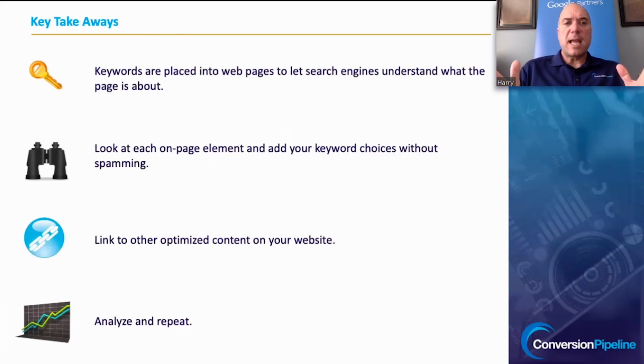The key takeaways from today: get those keywords and make sure you know where to put them. That's page title, page headline, meta description, body copy, alt text, and outbound links. Make sure your keyword choices are lots and lots of different variations of that target key phrase. Link to other optimized content on your website and also out to other experts. Get that content published, then watch your analytics to see how it performs, and keep doing that over and over again forever.